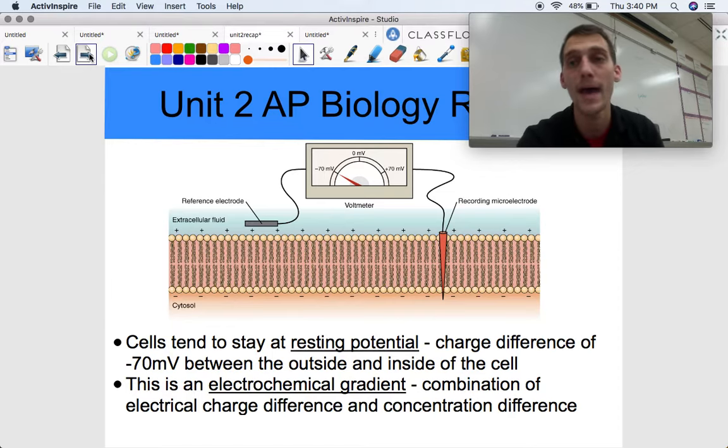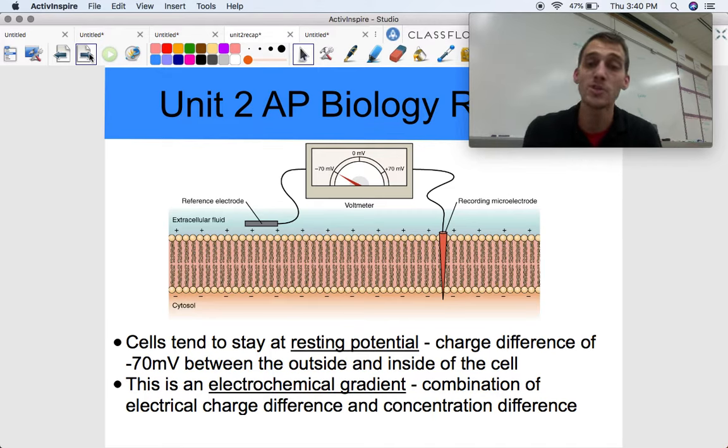Right, so if you pick up a battery, like a AA battery, it's going to say 1.5 V. That's 1.5 volts. That's the amount of charge difference between the positive side of the battery and the negative side of the battery. The charge difference between the inside and outside of a cell is negative 70 millivolts. And milli is 1/1000th of a volt. So it's not very much, but it's still a battery, all right? There's still a charge difference, and it can use that to do some work.